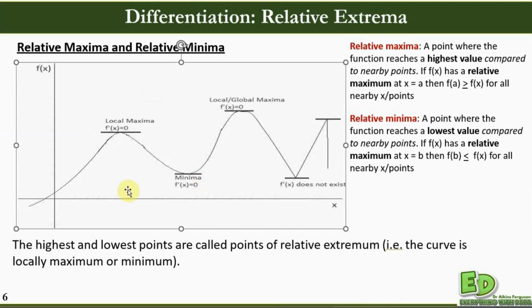So, like I said, maxima has to do with maximum point, minima has to do with what? Minimum point. Because as a producer, or let's say as a manufacturer, we would want to achieve the highest profit or possibly incur the least costs, right? So the highest and lowest points are called points of relative extremum. The curve is locally maximum or minimum. Under this relative maxima and minima, we have conditions under them, and that is what we have here.